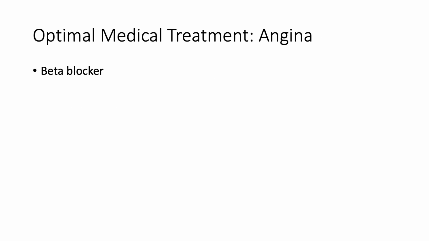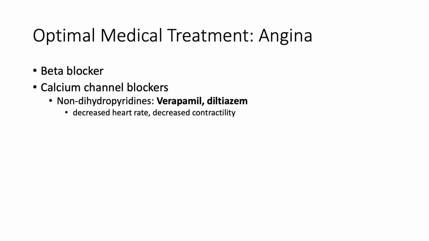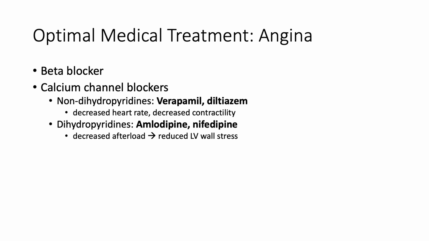All right, next we'll talk about your angina medications. So we've already talked about beta blockers. The other option would be calcium channel blockers like your non-dihydropyridines, verapamil and diltiazem. They're going to work just like beta blockers by decreasing heart rate, decreasing contractility, and that's going to reduce your myocardial oxygen consumption. Your dihydropyridines like amlodipine and nifedipine are vasodilators, so they decrease afterload, and that lowers your LV wall stress.